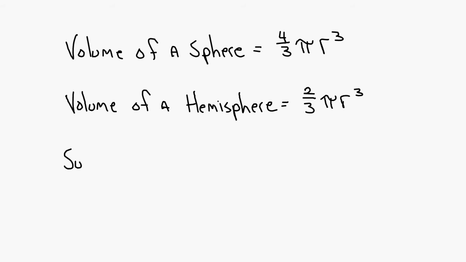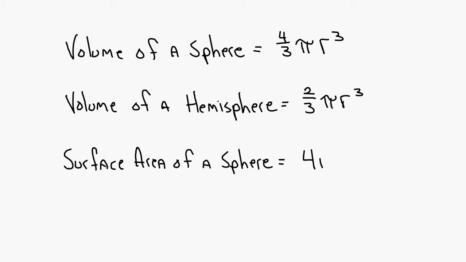And then surface area of a sphere. And that's equal to 4 pi r squared. 4 times pi times r squared. So, you recognize this formula, the pi r squared? Where does that come from? Area of a circle, isn't it?